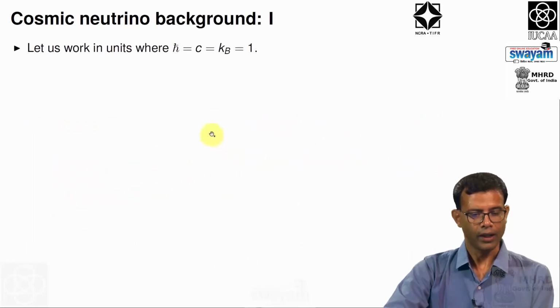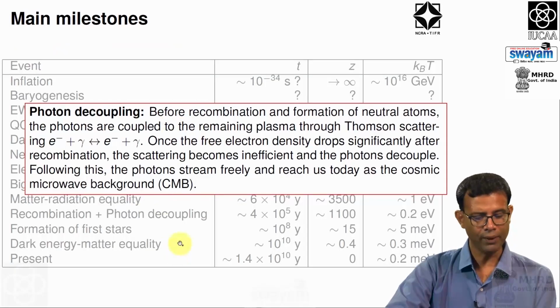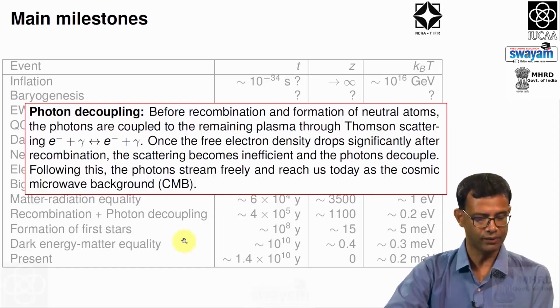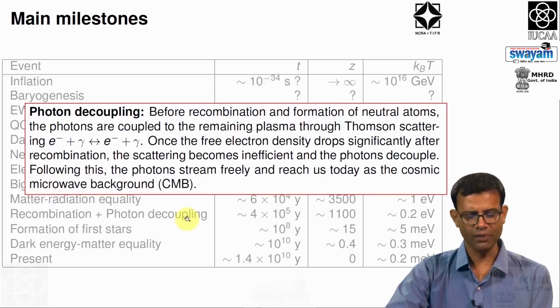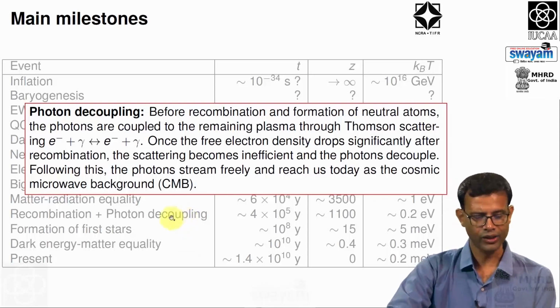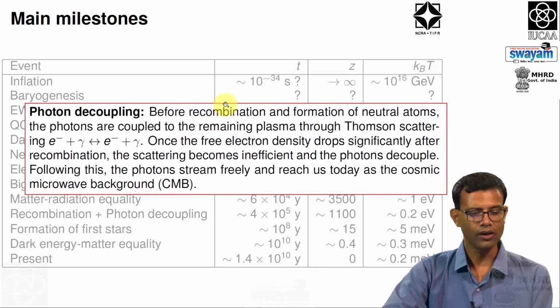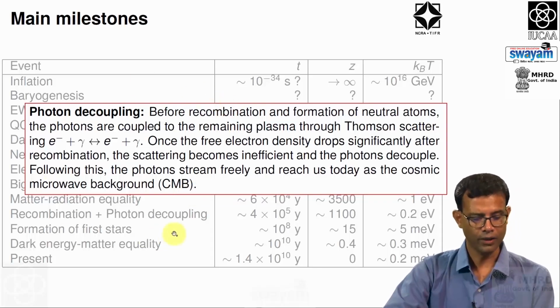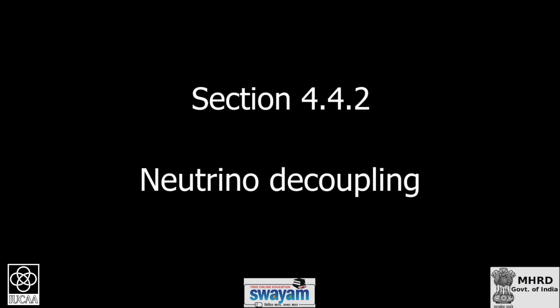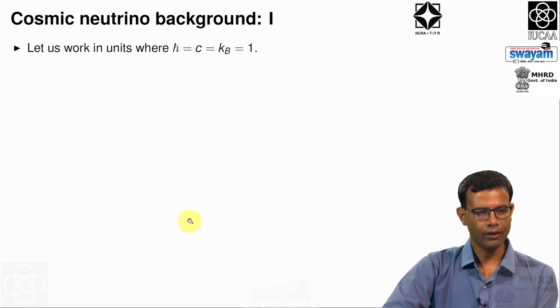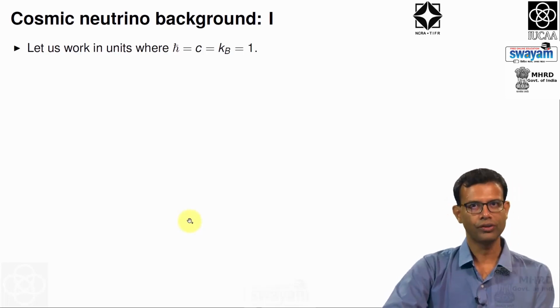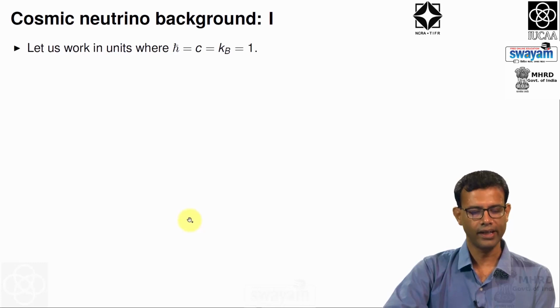There are various other things which happen, like the formation of first stars, the dark energy matter equality, and formation of galaxies, but that is something we will take up in the later lectures. So, for the moment let us concentrate on the very early universe part of it, particularly from the beginning to the recombination. We will pick out a few of the milestones which are interesting and easy to understand.